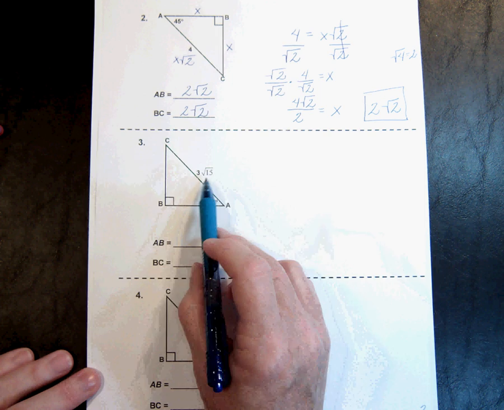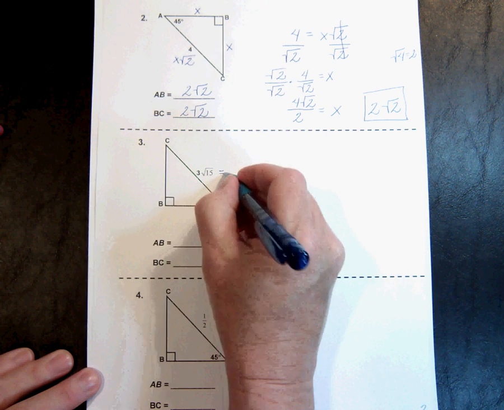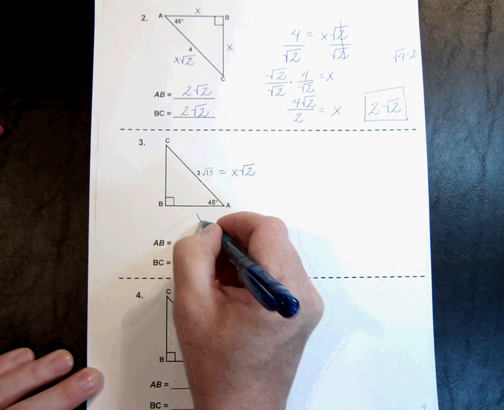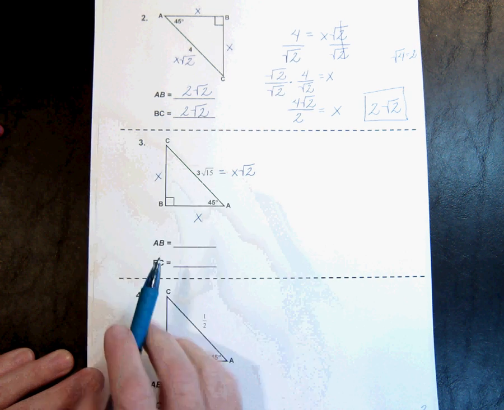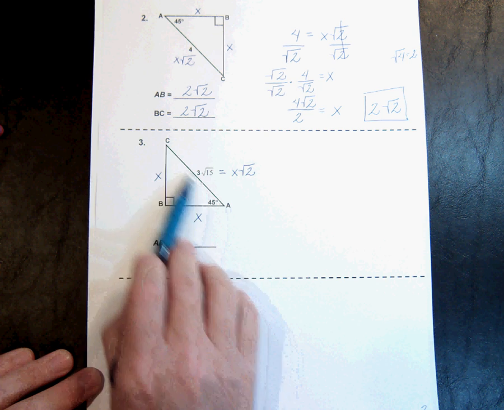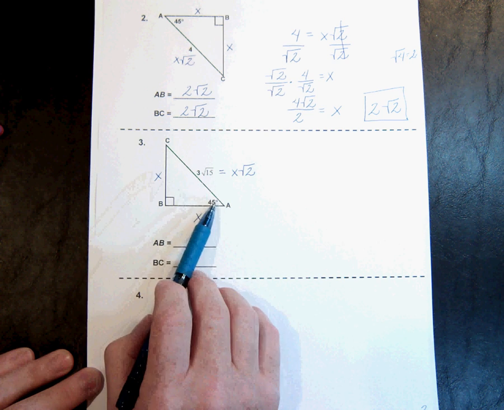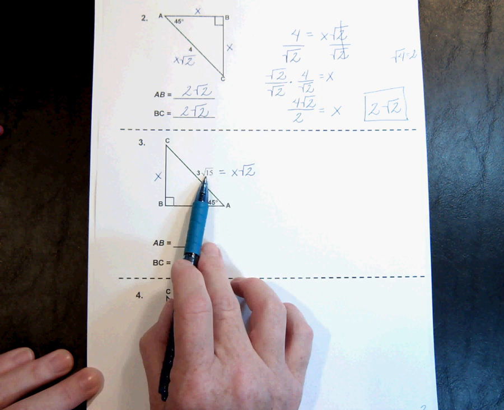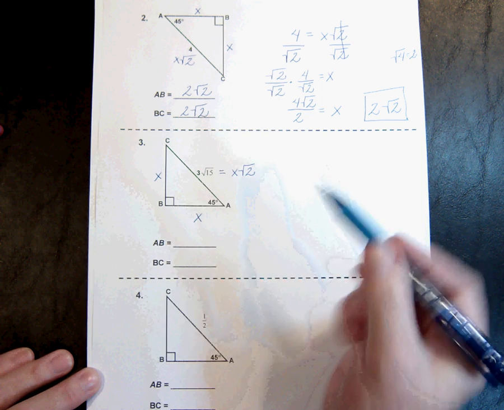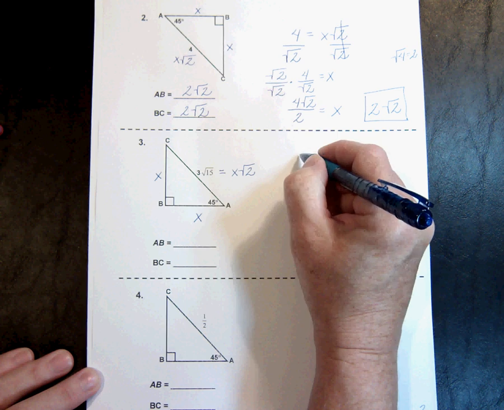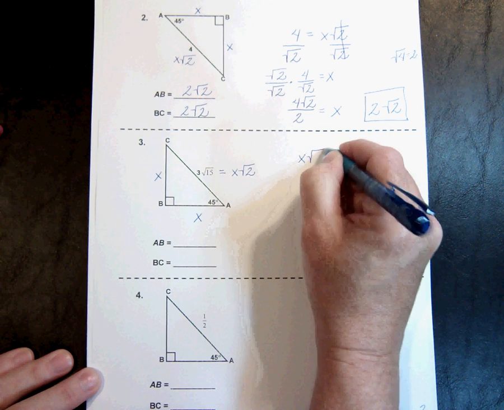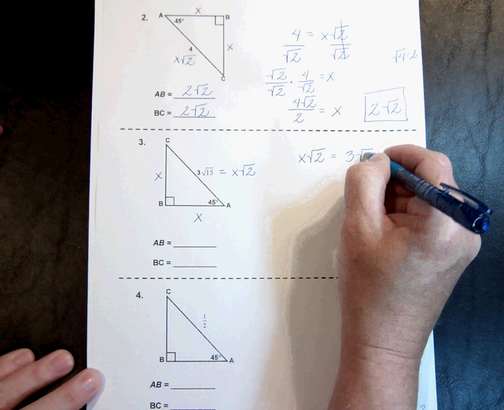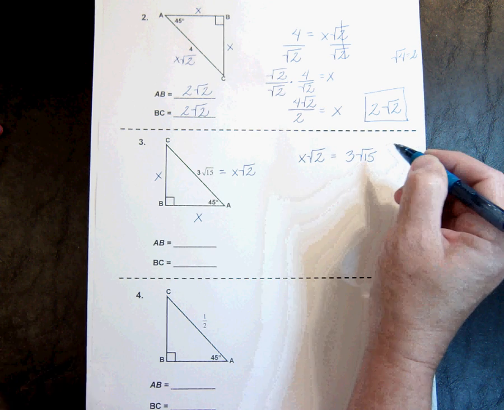Okay, one more. If this is equal to x square roots of 2, then these are my x's. Again, it's always good to label your parts of your 45, 45, 90. All right, so this is what we're looking at to solve for x. So you've got, I'll just write it again over here. X square root of 2 is equal to 3 square roots of 15.